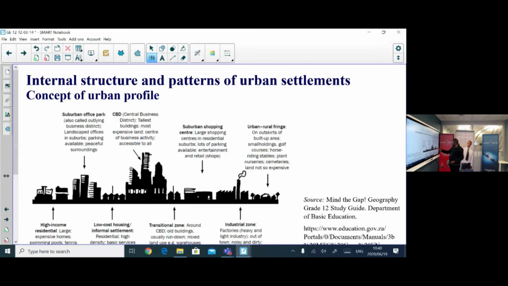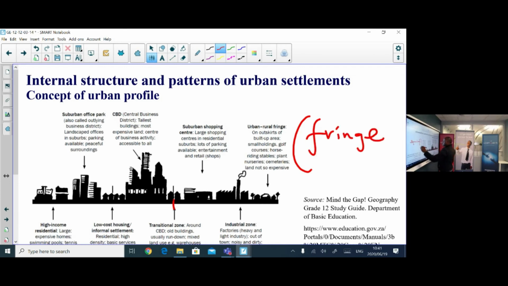So let's just read this. We've got high income residential, which is here, low cost housing, and the transitional zone, which is in between the CBD and the suburban shopping center. Then you have the industrial zone, which is on the outskirts, and this usually forms the fringe. So this is the fringe of the city. So you've got the fringe of the city on the outskirts.